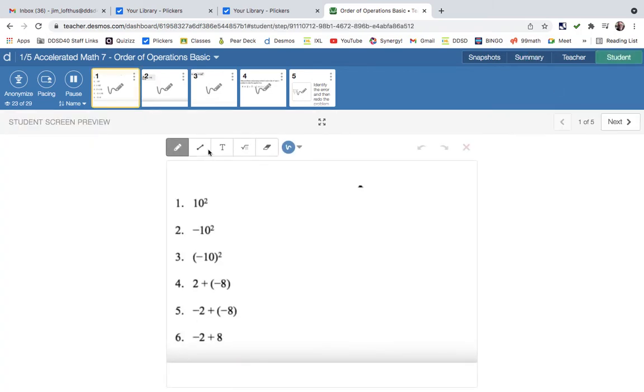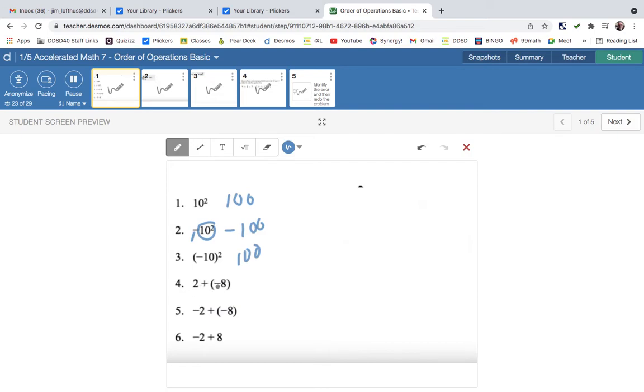And this is equal to 100. This is equal to negative 100 because we do 10 squared and then the opposite of it. This is negative 10 times negative 10, which is 100.